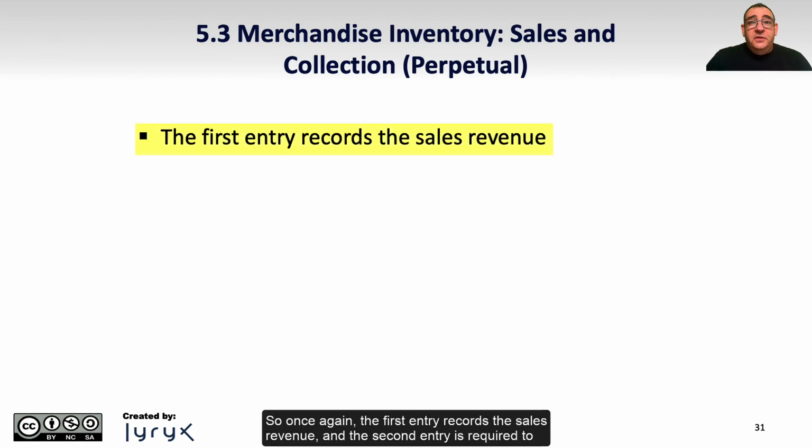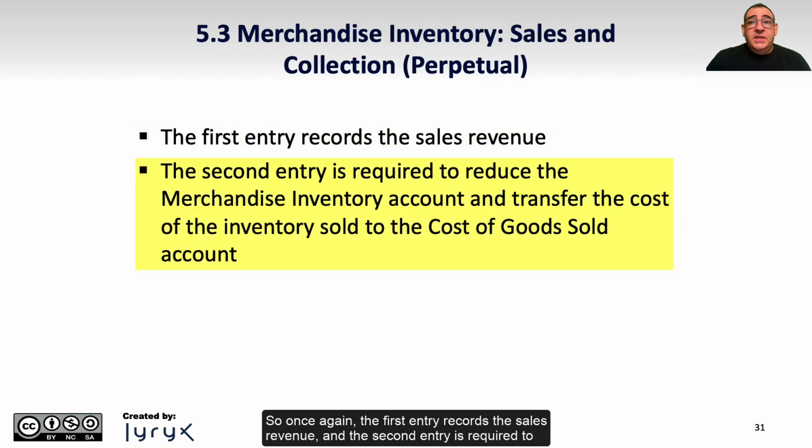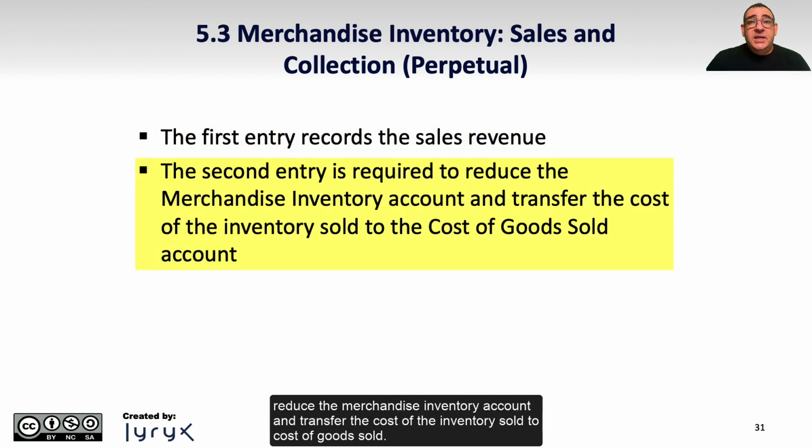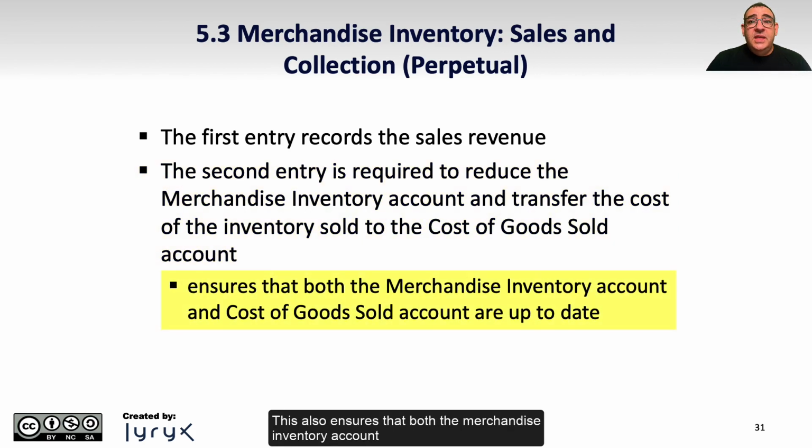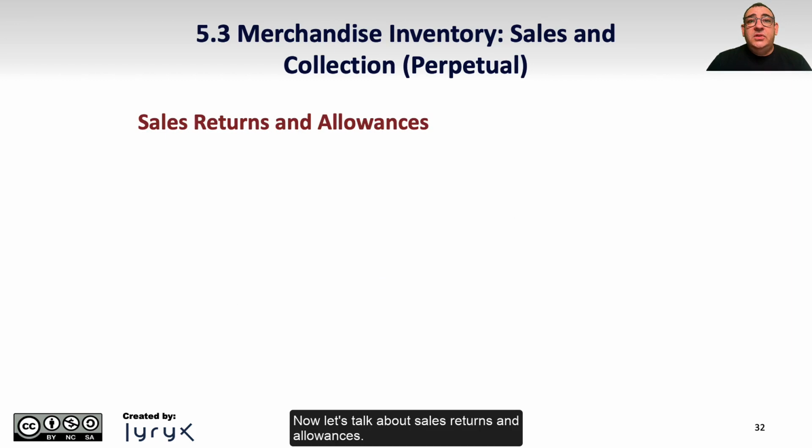So once again, the first entry records the sales revenue and the second entry is required to reduce the merchandise inventory account and transfer the cost of the inventory sold to cost of goods sold. This also ensures that both the merchandise inventory account and cost of goods sold accounts are up to date. Now let's talk about sales returns and allowances.